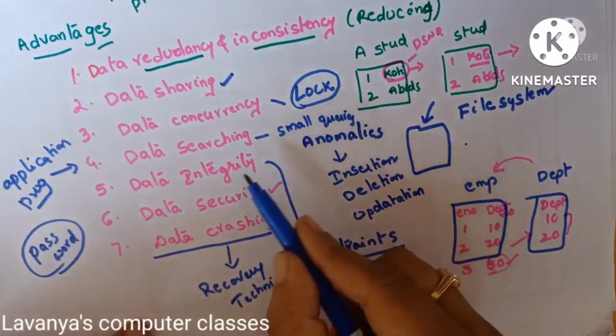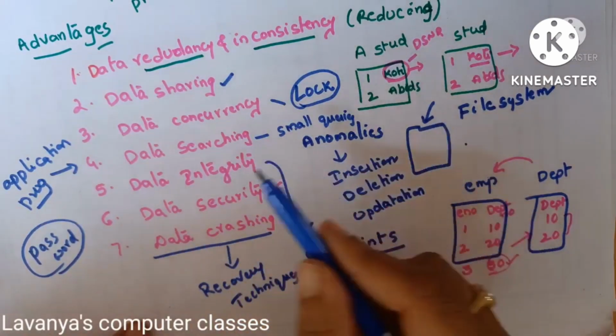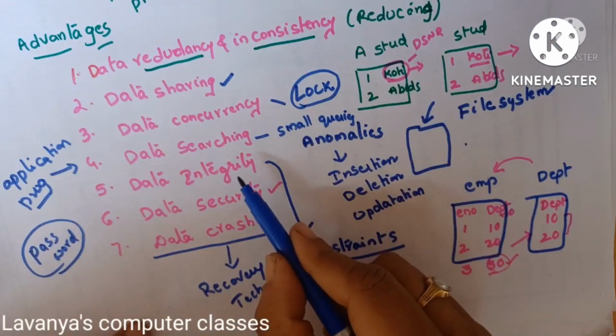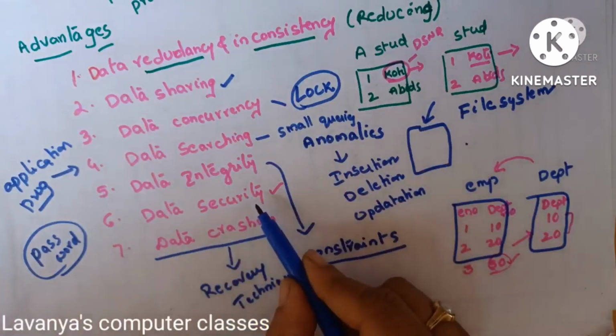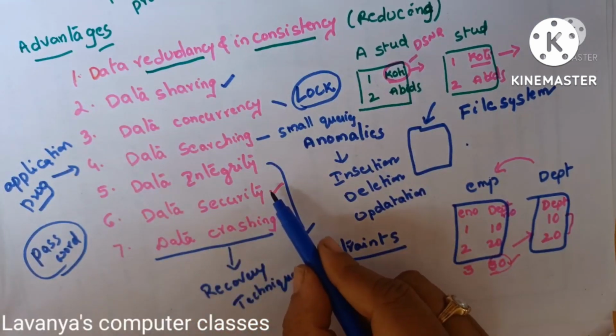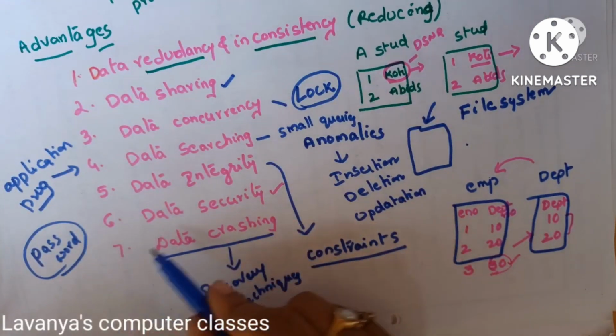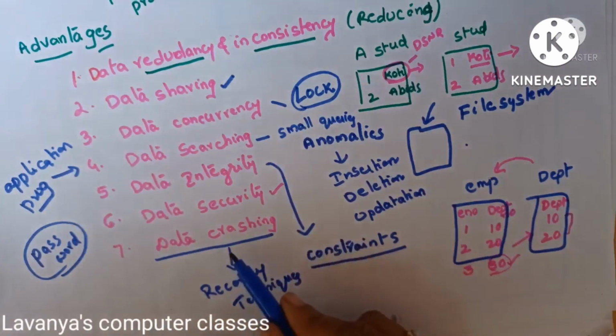Entity integrity, referential integrity. Those all are explained in the next videos. So maintain those constraints, so the data is always in the integrity format. Next, the data security is improved compared to the file processing system. Because we have so many techniques, not only password techniques, using those techniques we can improve security measures and handle data crashing.